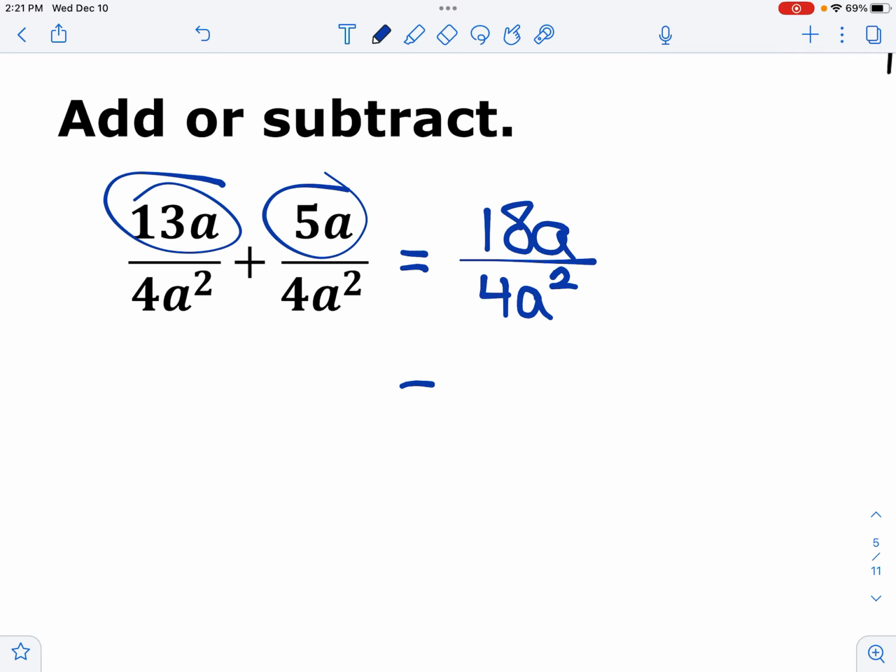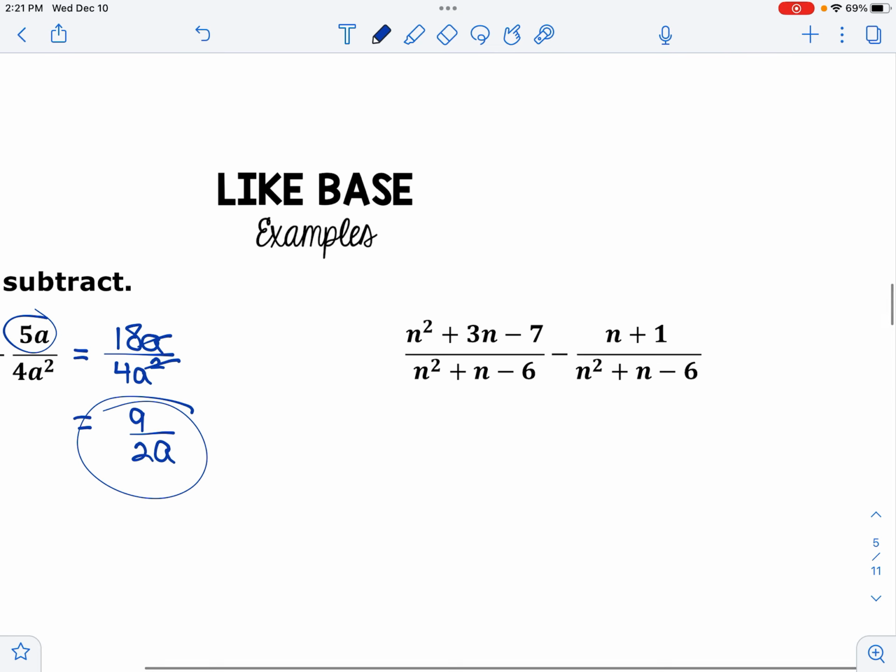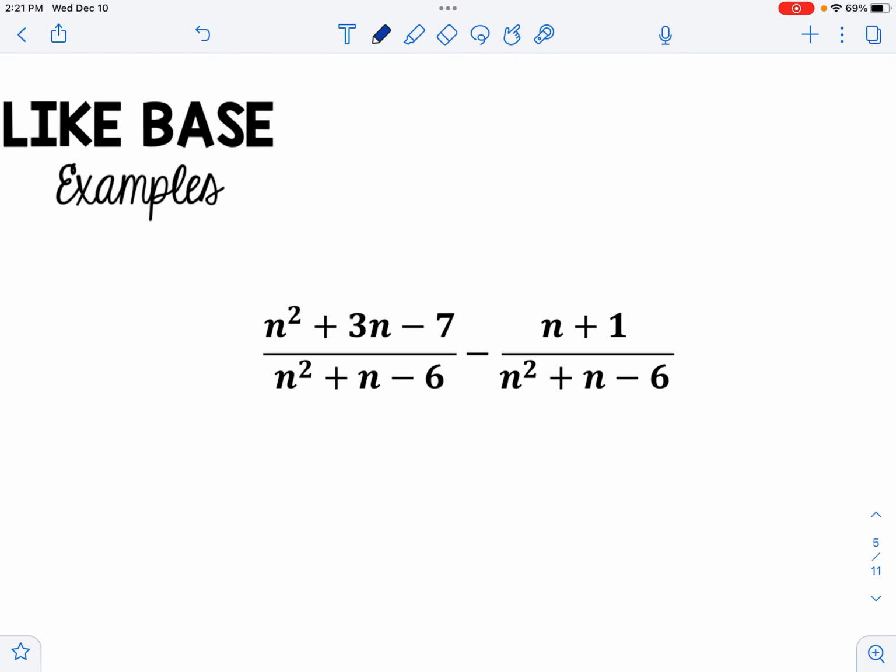And then you want to try to reduce your coefficients. 18/4 is 9/2 reduced. And then they both have an a in common, so I can take an a out of the top and an a out of the bottom as well. So I'm left with 9/2a. That's it. That's already reduced. Done.